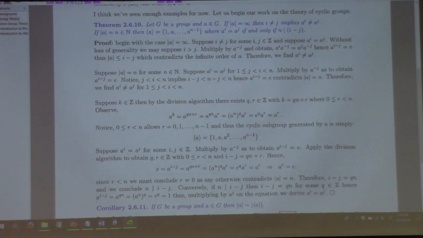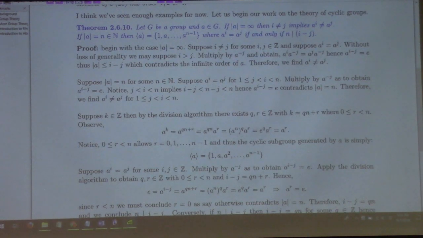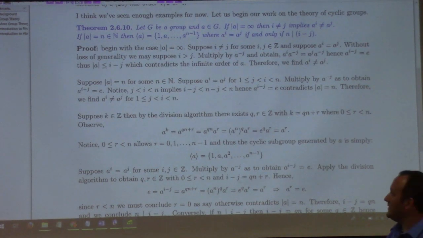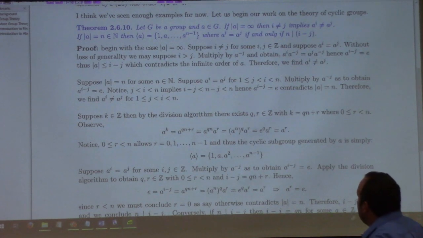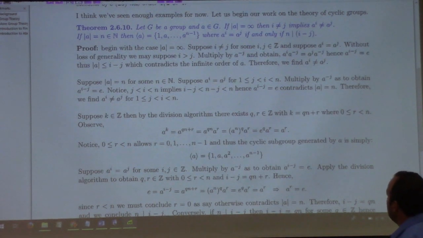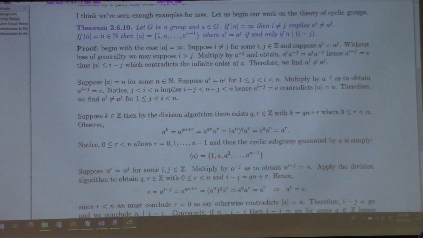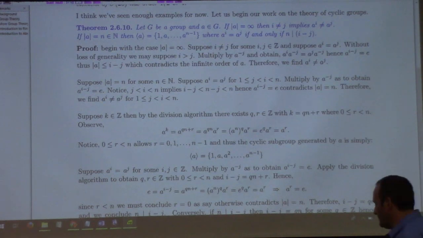Can you guys see that? Theorem 2.6.10: let G be a group and a in G. If the order of a is infinity, then a^i is not equal to a^j for any distinct i and j. On the other hand, if the order of a is n, then the list 1, a, ..., a^(n-1) is in fact a set of distinct elements. And more than that, a^i equals a^j if and only if n divides the difference of i and j. So let's work on the proof of that.